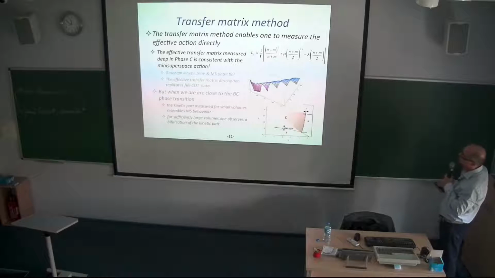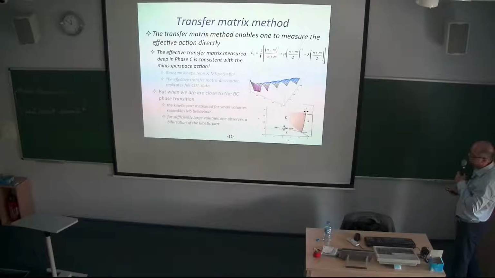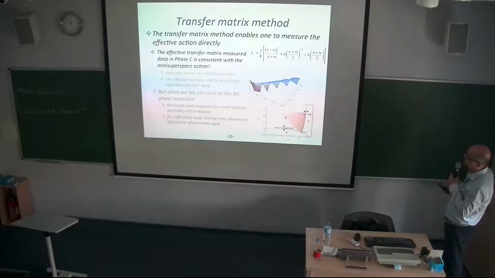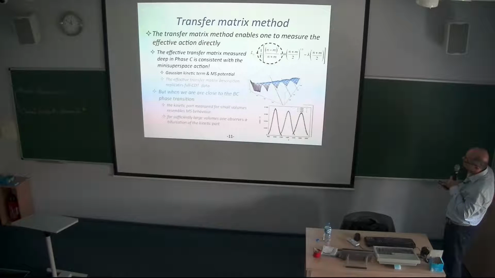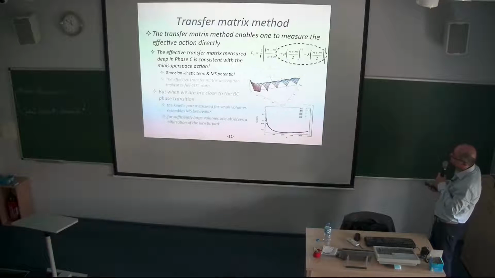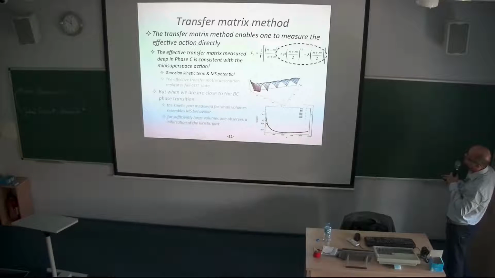And what we measure in this region of phase C, where we are really deep in phase C, is very consistent with this minisuperspace action, the one we had before. Specifically, we can look at this kinetic term. Here, this is this measured transfer matrix, right? We can look at the kinetic term by considering such curves for fixed n plus m. For fixed n plus m, this is just the normalization, and the transfer matrix is e to the minus the Lagrangian, so we get Gaussian behavior of these kinetic coefficients. And we can also measure the potential by looking at the diagonal, and it's consistent with this volume to the power of minus one third curve.